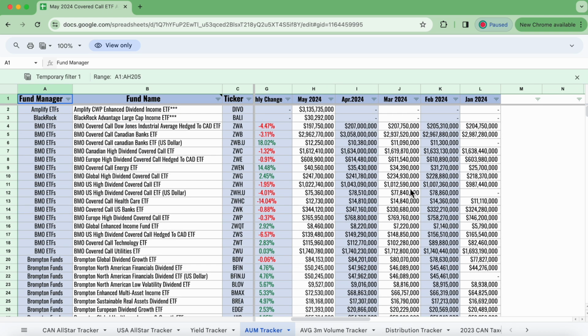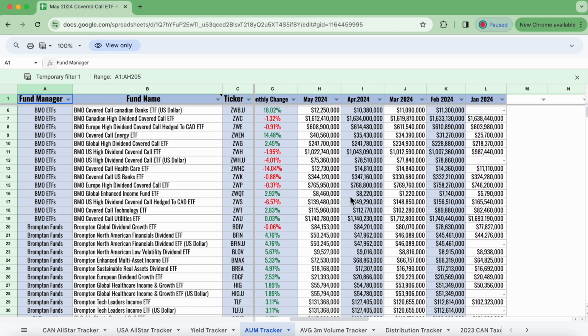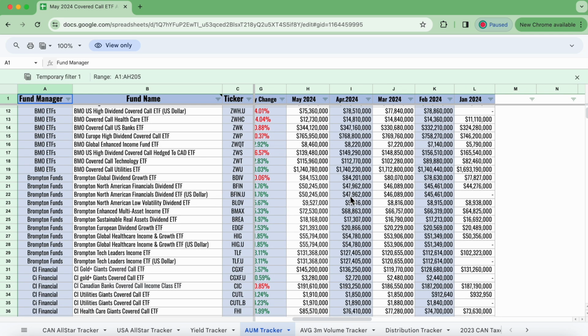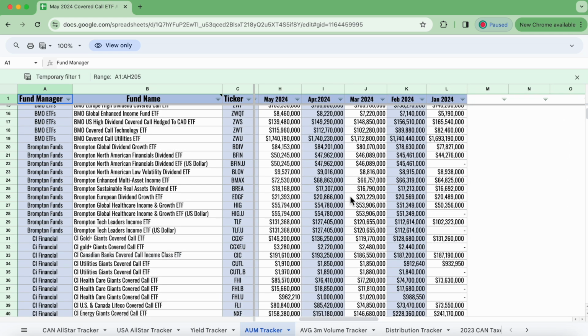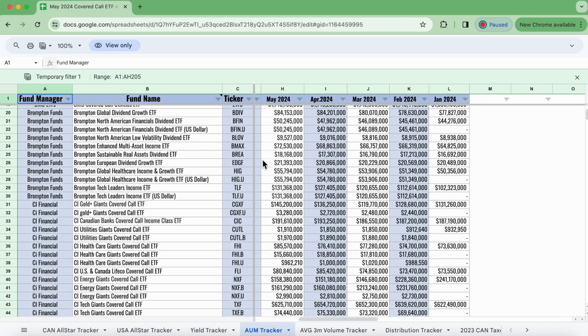But BMO, just so you know, in Canada, they do have the highest AUM, with a couple of funds in the $1 billion range. And I want to say there's probably, maybe Harvest has a $1 billion fund. Evolve also might have a $1 billion fund as well. I'm for sure Harvest does. Anyway, let's get to that. So we'll skip over BMO.